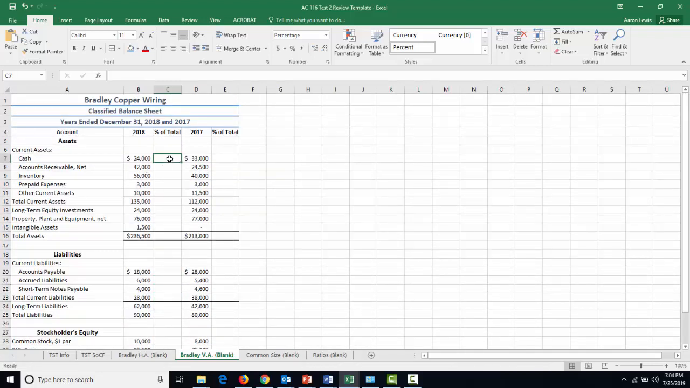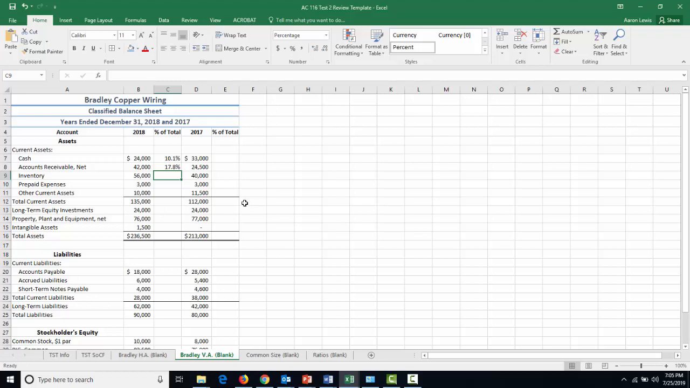So to figure out what percent of our total assets are in the form of cash, we can take this number and divide it by our total assets, and that tells us that our percentage is 10.1%. Fair enough. For our accounts receivable, we can do the same thing. We can take the amount of accounts receivable we had, divide it by our total assets, and we come up with 17.8%.